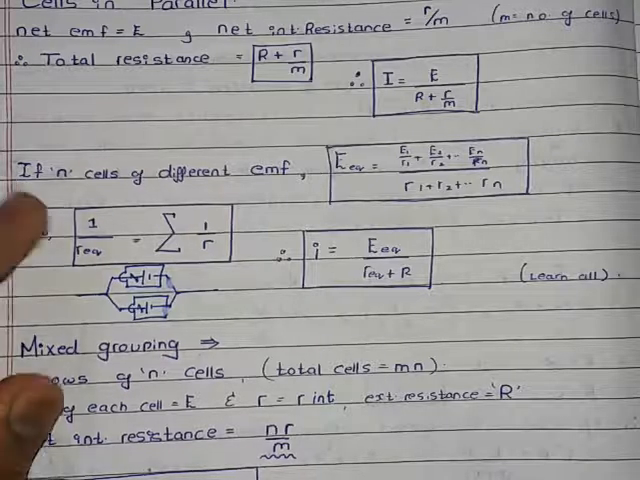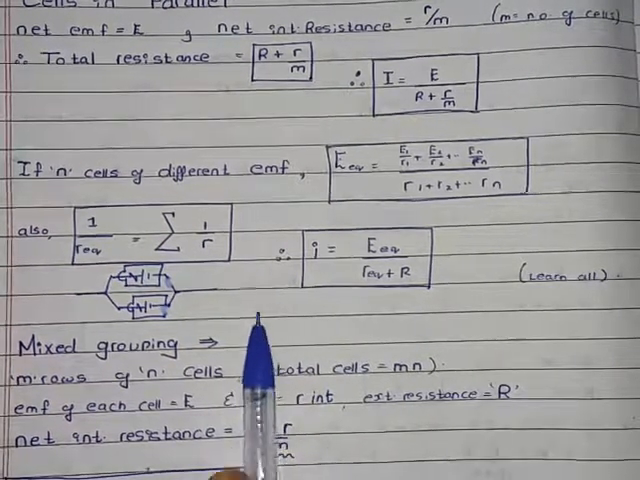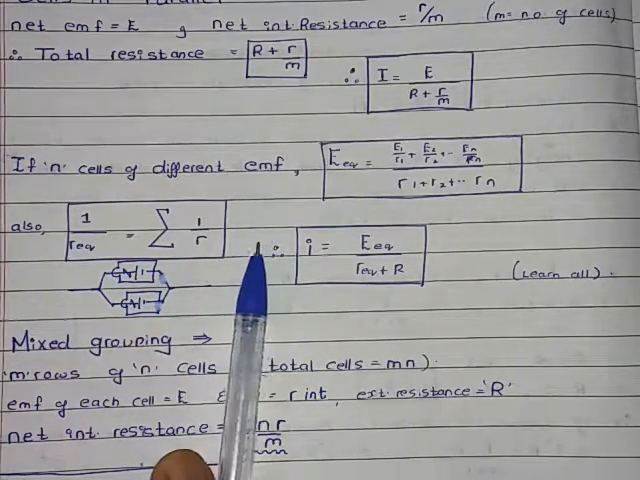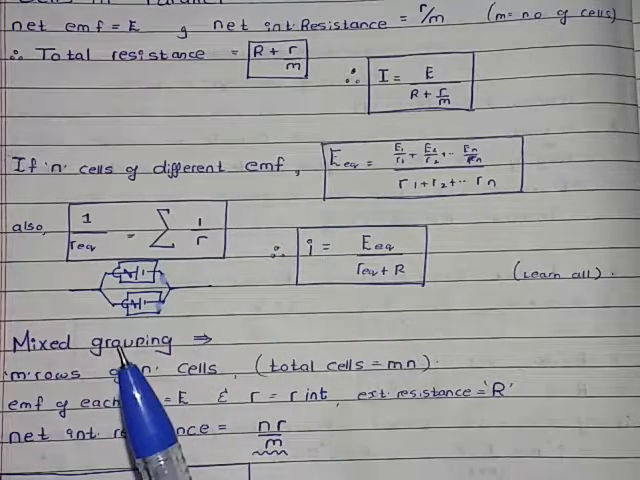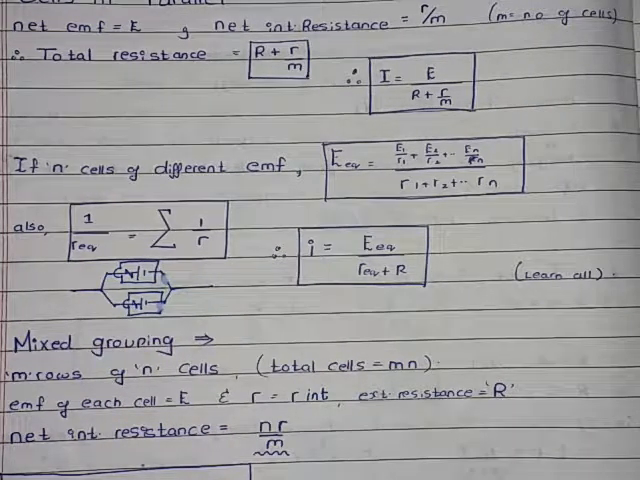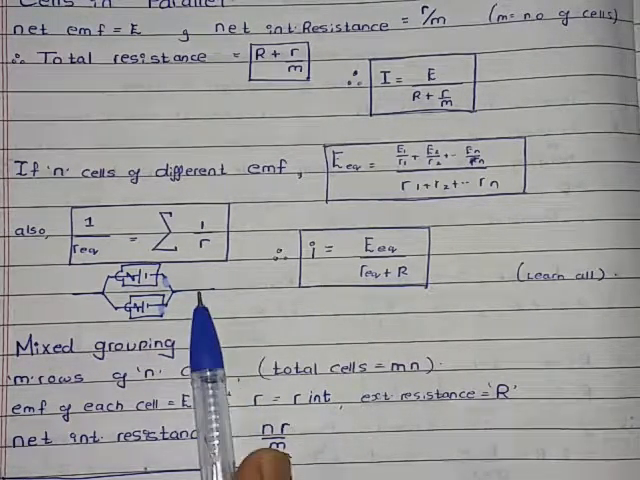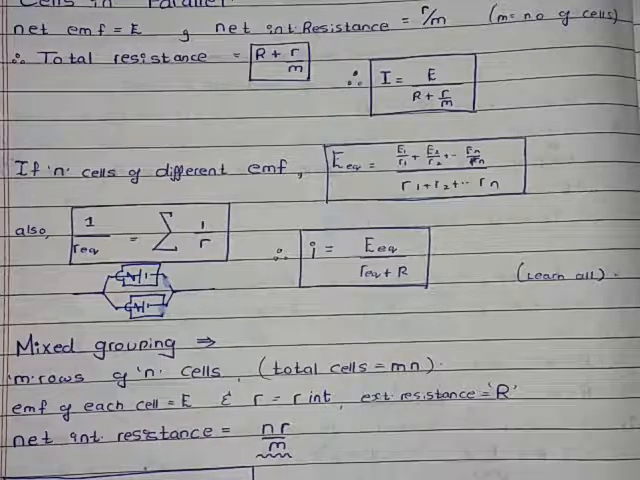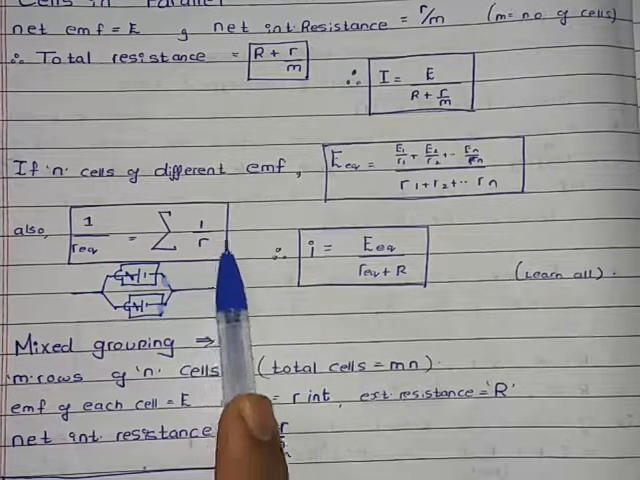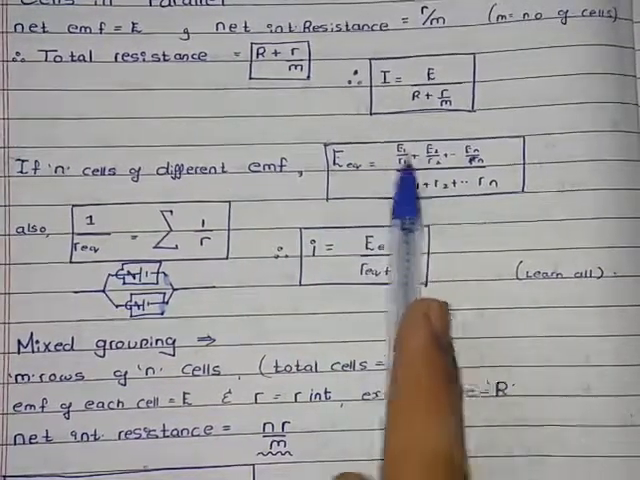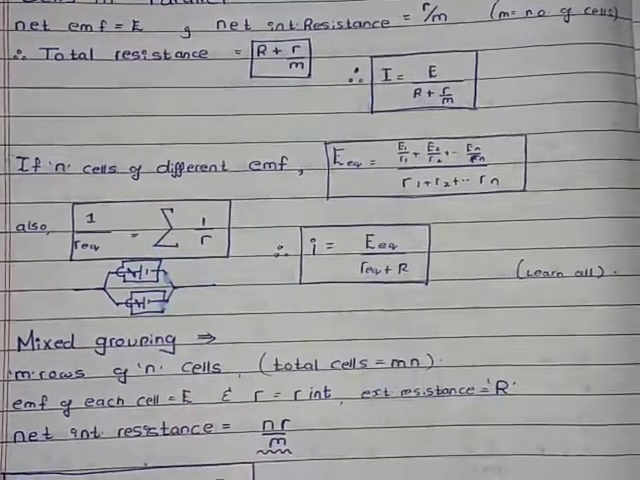And we can now see 1 upon Req equals summation of 1 upon R. That is finding the equivalent internal resistance, no doubts, just as the resistances are in parallel. I equals Eq upon Req plus R. Find this, where you find the internal resistance. Then divide the total V by R, and you can get the current.